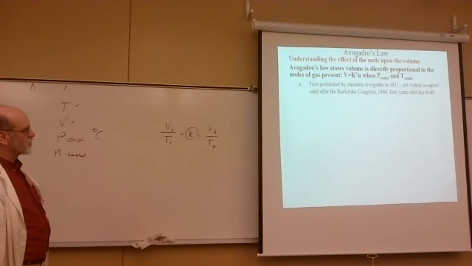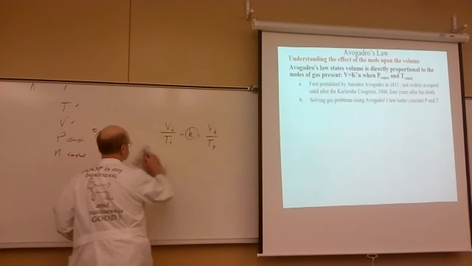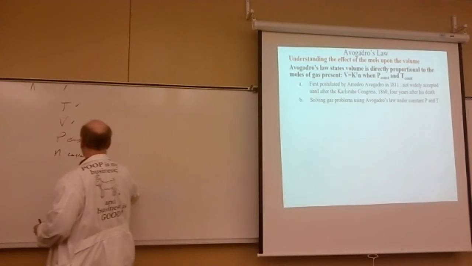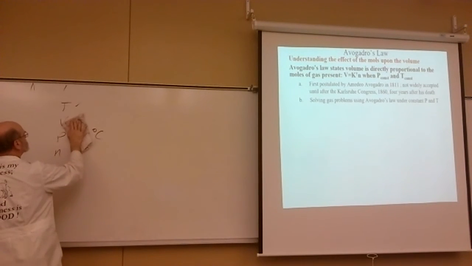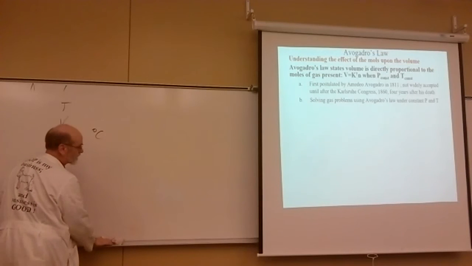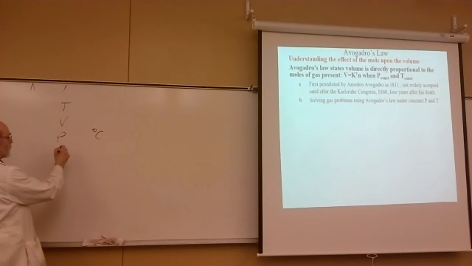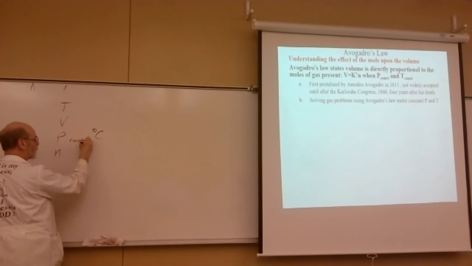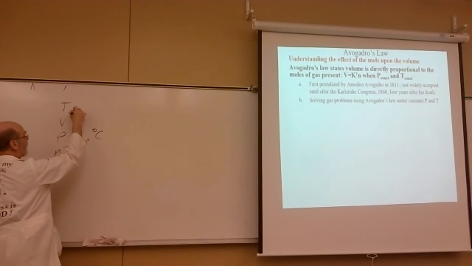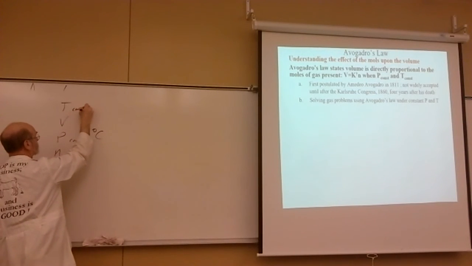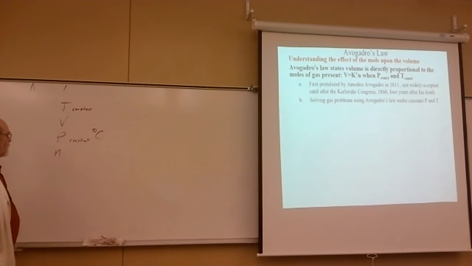Okay, so that's Charles' law. Now, what if we want to investigate the relationship between volume and moles? If we change the number of moles, what happens to volume? Right, so we've got to hold this one constant. We already know how to do that. We need to hold this one constant. We know how to do that. And then we let these two vary.